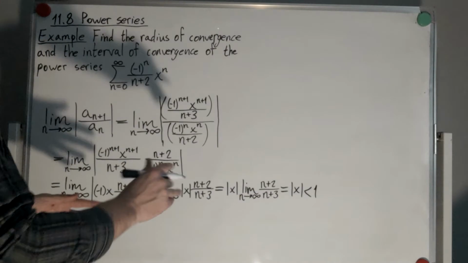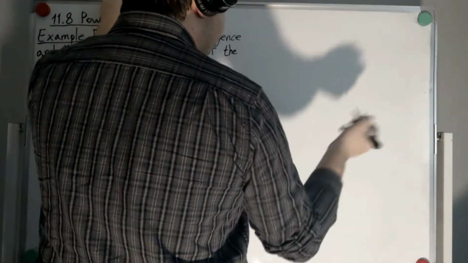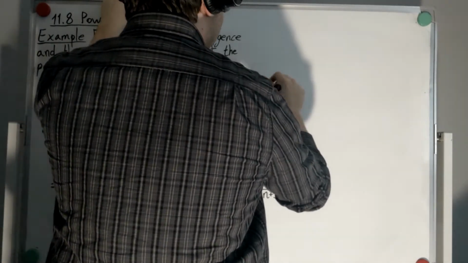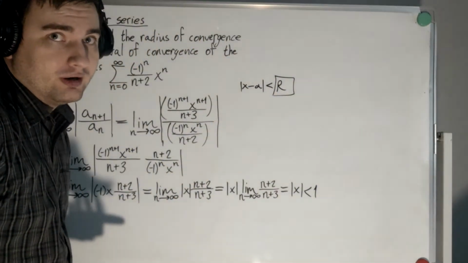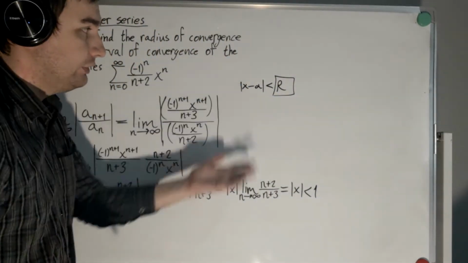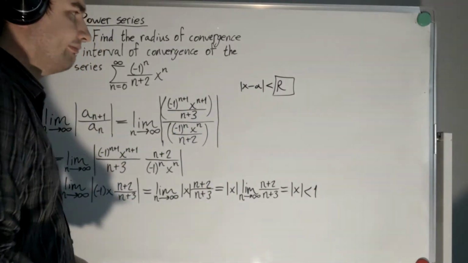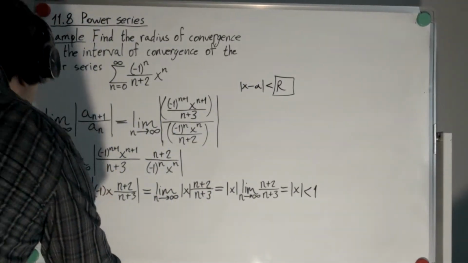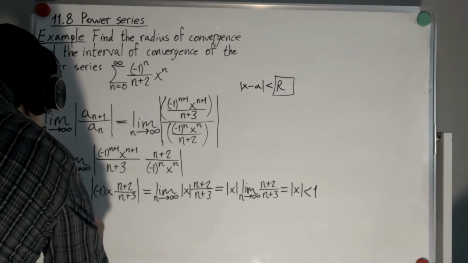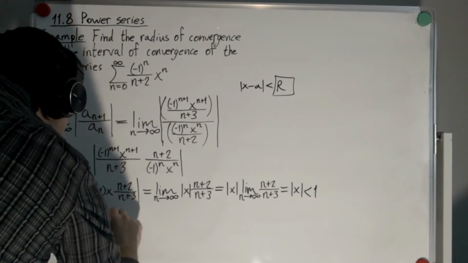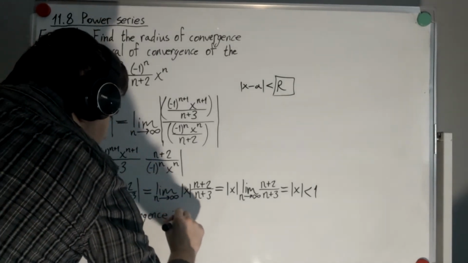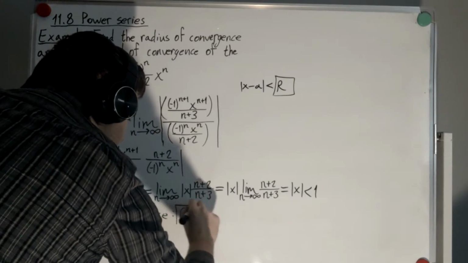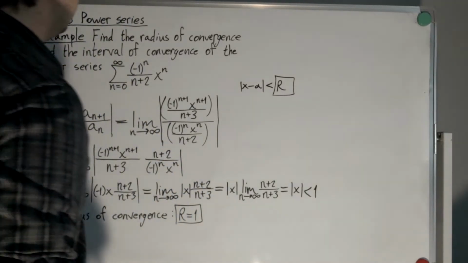In general, whenever you get an inequality that says that in order to have convergence, you need the absolute value of x minus a to be less than r, this r is always going to be your radius of convergence. So in this case, a is 0 and r is 1. So our radius of convergence is r equals 1, and that's at least one part of our answer.